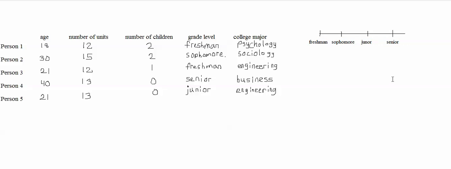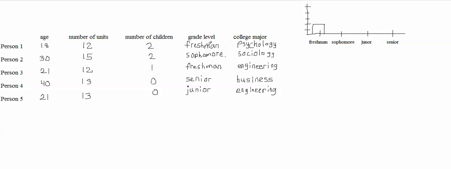We need to have a y-axis that'll show the frequencies. We'll just put some tick marks on the y-axis. Now what's the frequency of freshman? Well, freshman appears twice. So what we would do is we would make a bar going up to 2 right here.